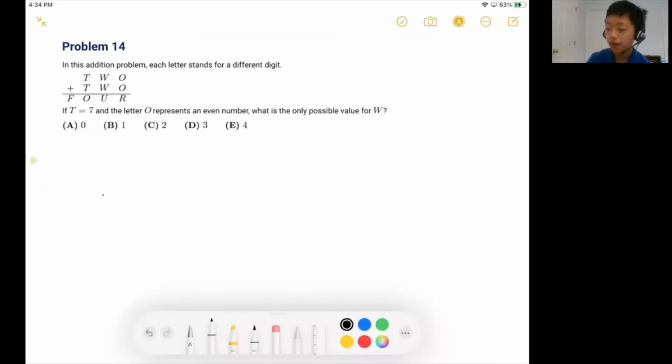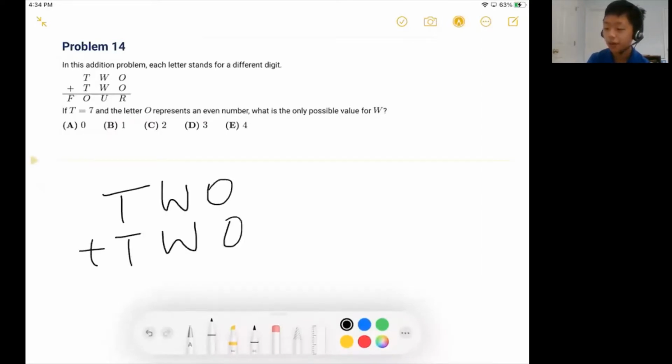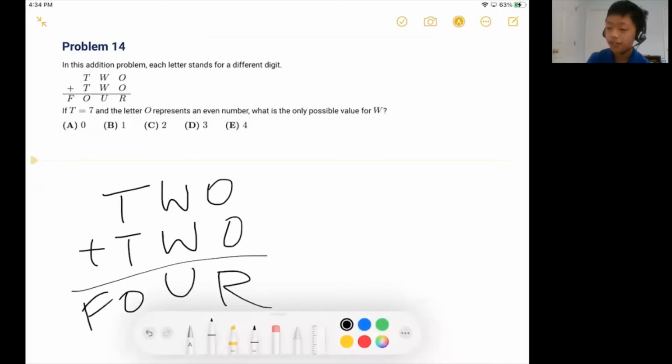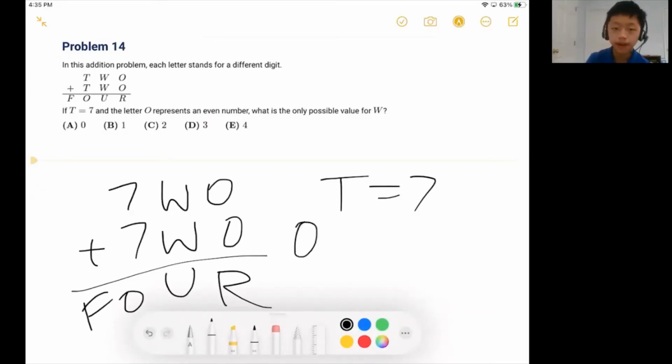So we have TWO plus TWO, that gives FOUR. And we know T is 7, right? They told us that T equals 7 in the problem. So we can just replace the T's with 7s. And the question also said O represents an even number, right?